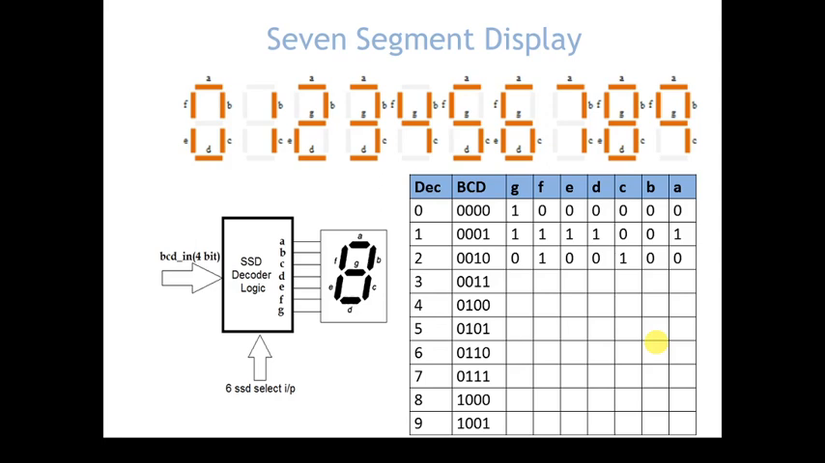Before writing a VHDL code, as I said, we have to create a truth table or its Boolean equations, or equivalently its logical diagram. So let us assume we have a 4-bit input. We are taking BCD in as a 4-bit input.